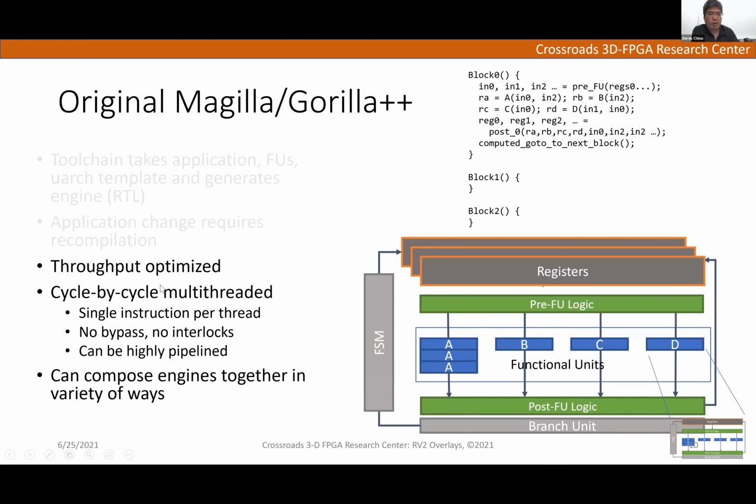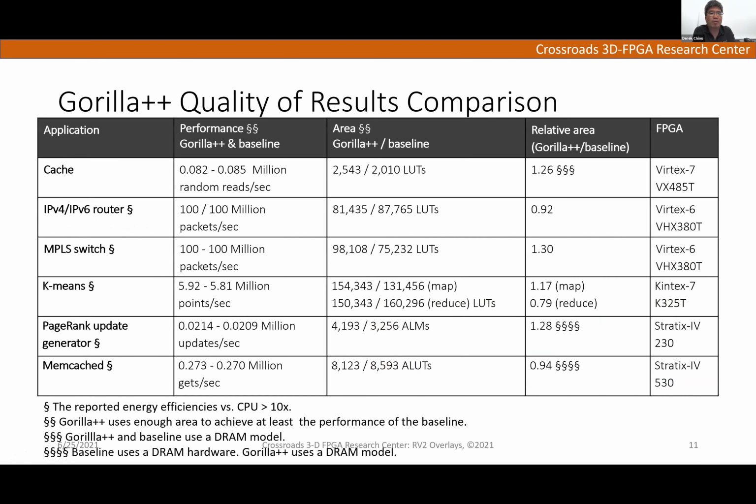So the output was highly throughput optimized. There was cycle-by-cycle multi-threading, so single instruction per thread, no bypass, no interlocks. As I said, the intention was to make the hardware as simple as possible, and it could be highly pipelined. And you can compose various engines together in a variety of ways. This functional unit could effectively be another engine that was generated by the same tooling, right? So this is kind of what we had before.